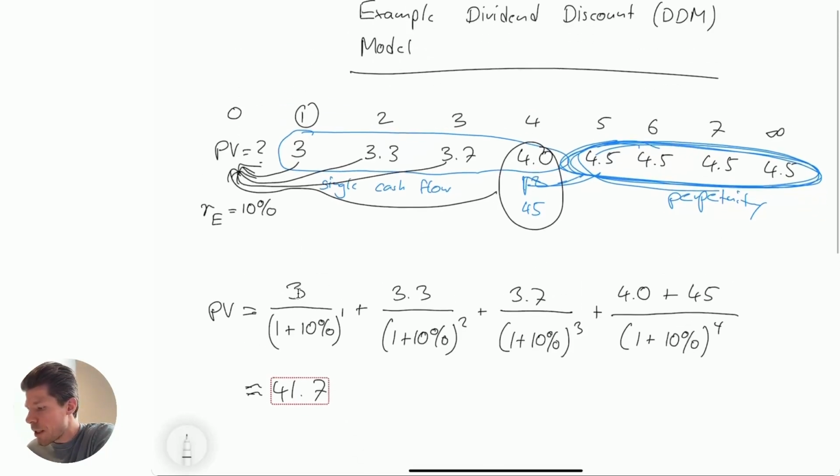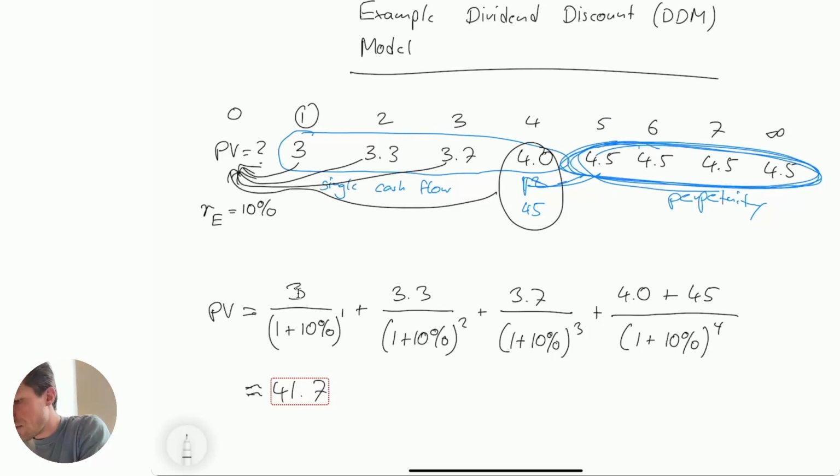So your share price, if you use the dividend discount model based on those cash flows per share, would be approximately 41.71.